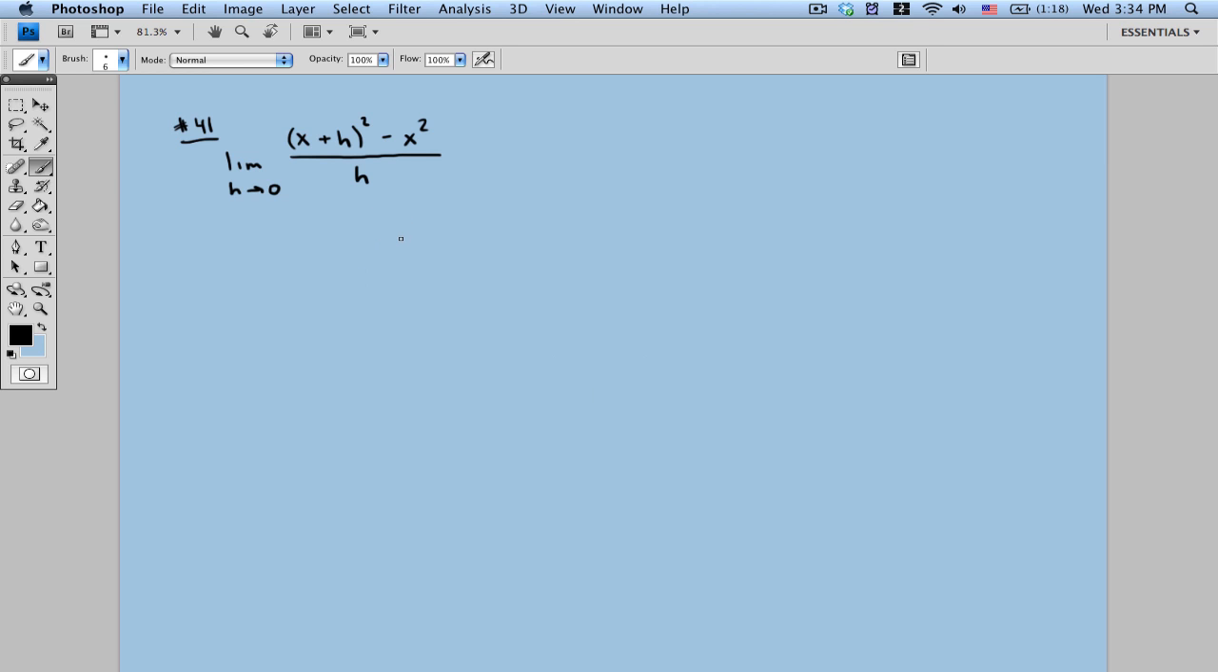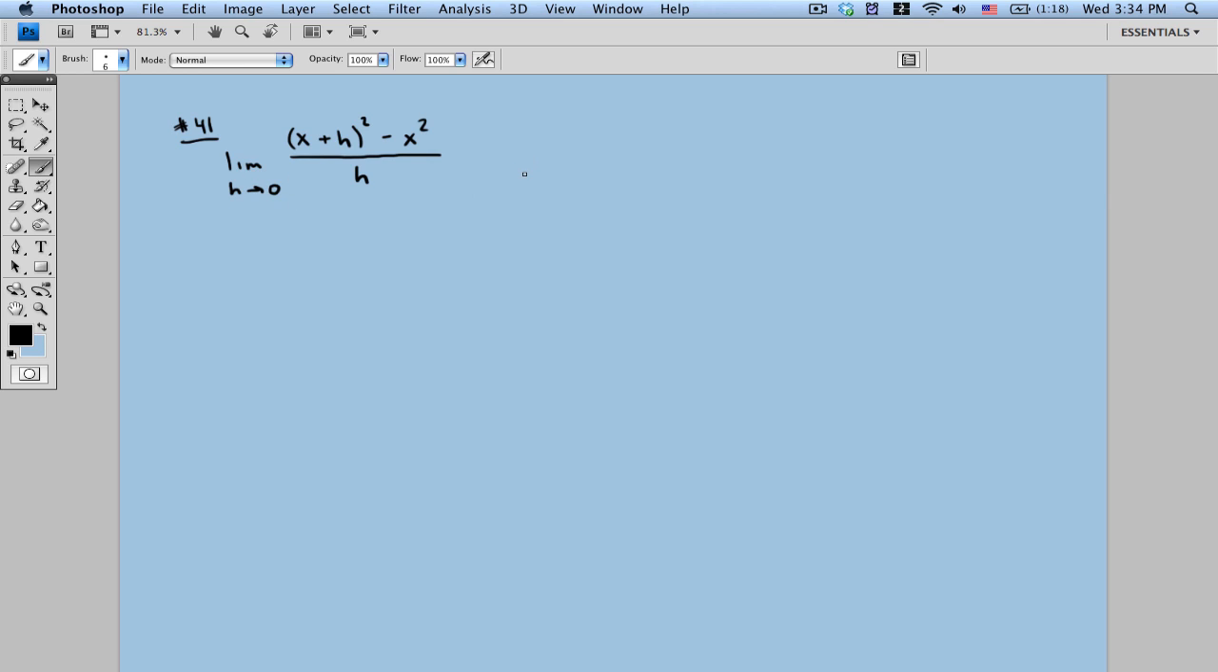Alright guys, so let's work through a couple of these homework problems from section 11.1. Now, number 41 from the text is a little bit different than some of the other ones because now we've got this sort of function where we've got x's involved, but the thing that's approaching 0 is not the x, it's this other variable h.